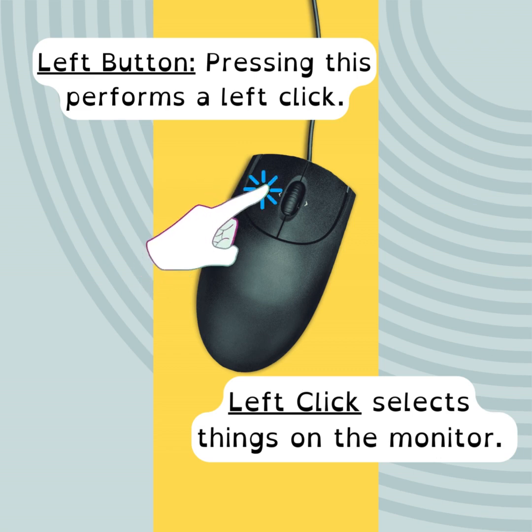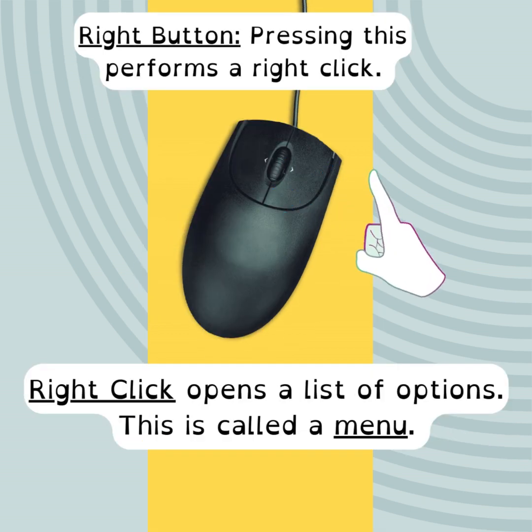The left button. Pressing this performs a left click. Left click selects things on the monitor. Right button. Pressing this performs a right click. A right click opens a list for options. This is called a menu.